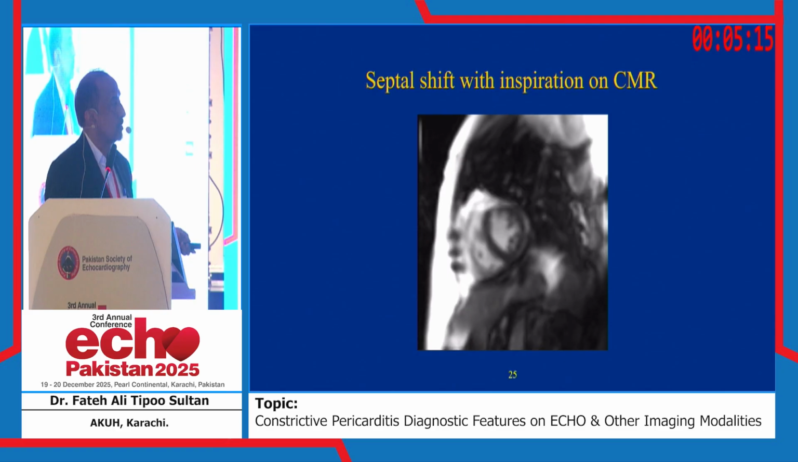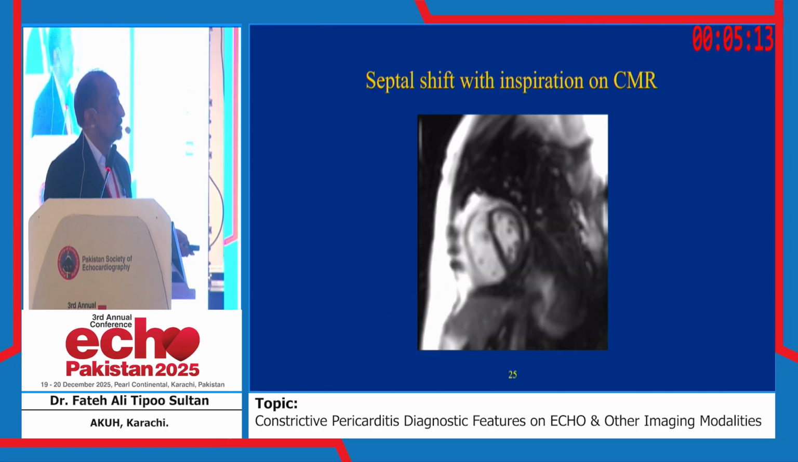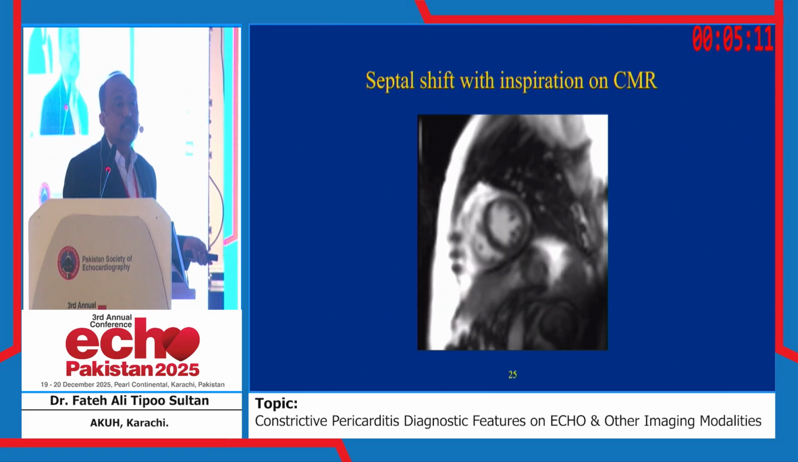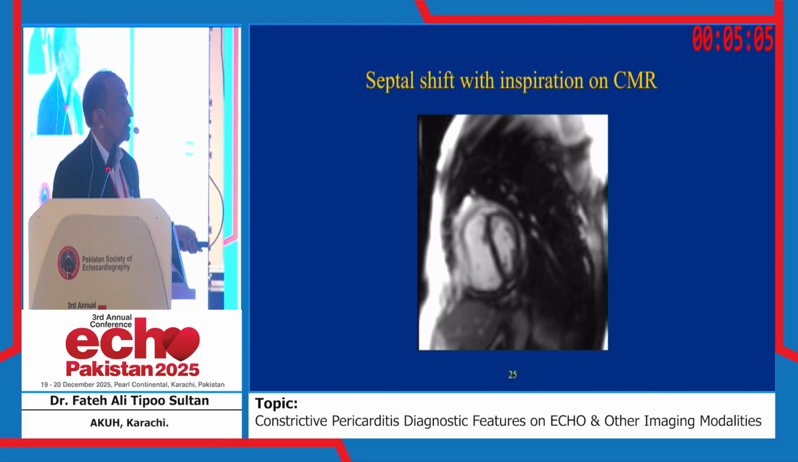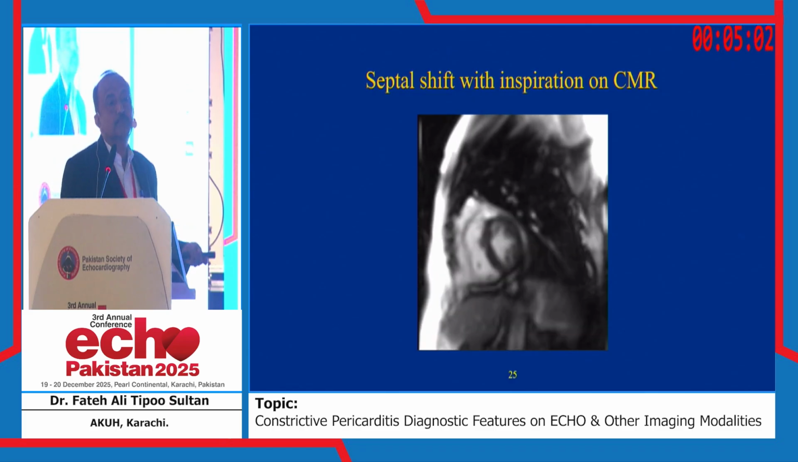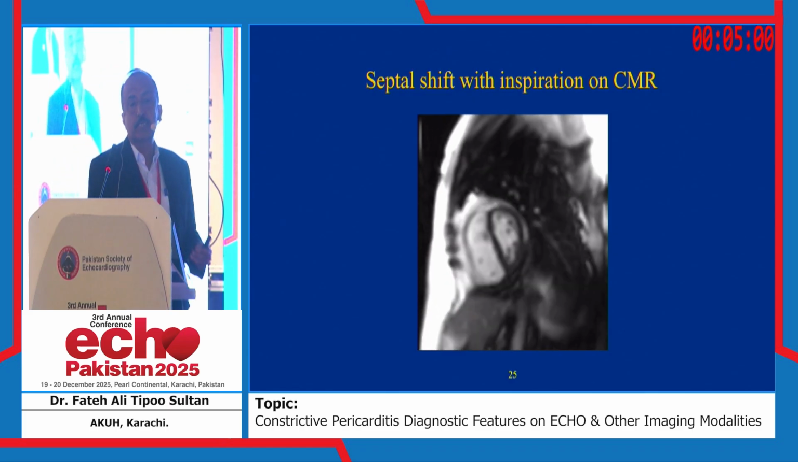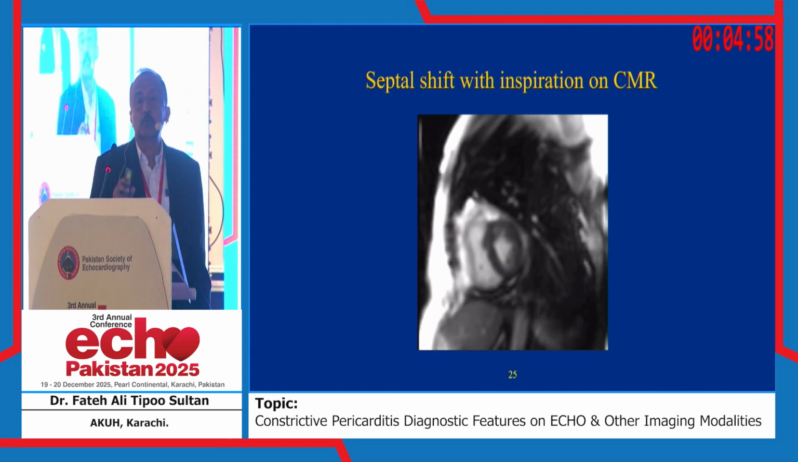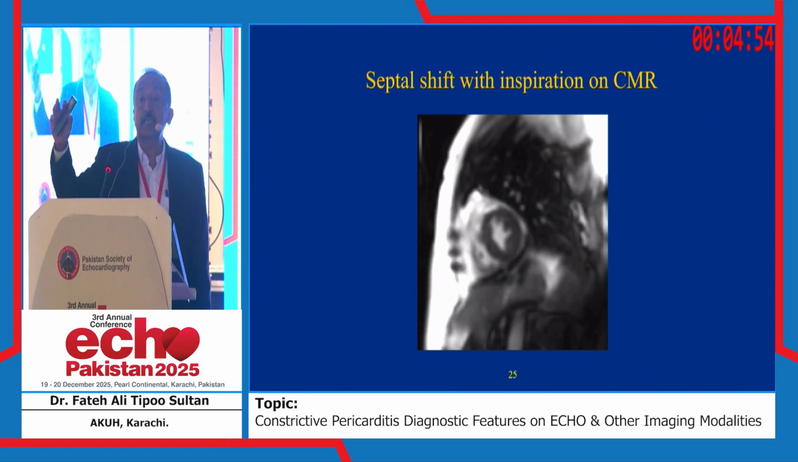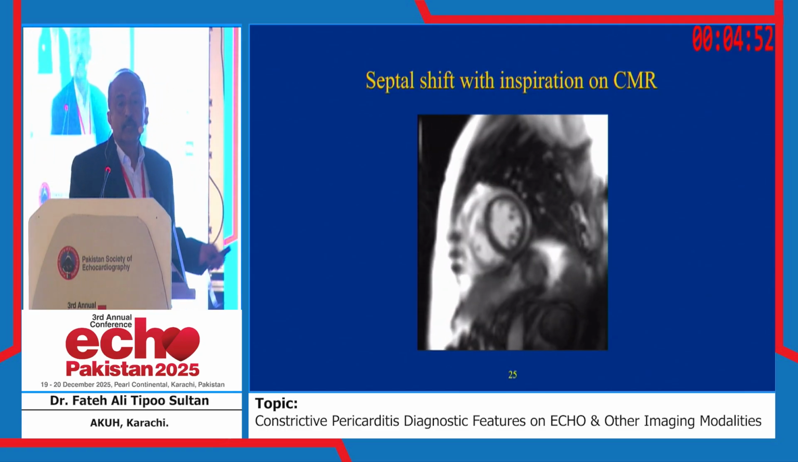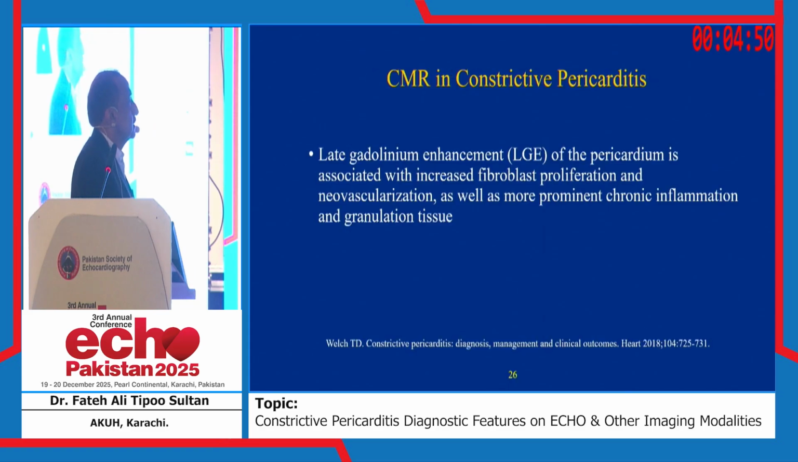The septum moves towards the left ventricle. So this is the direct visualization of ventricular interdependence. During inspiration, there is increased filling of the RV, at the cost of decreased filling of the LV. So this is ventricular interdependence. You can appreciate this on CMR very clearly because all other signs on echo or even on catheterization are indirect features, but here you are looking at the direct thing.